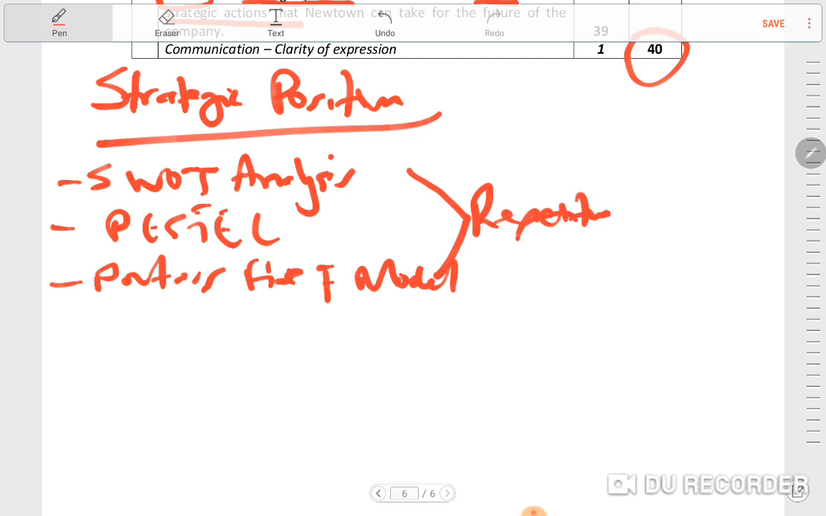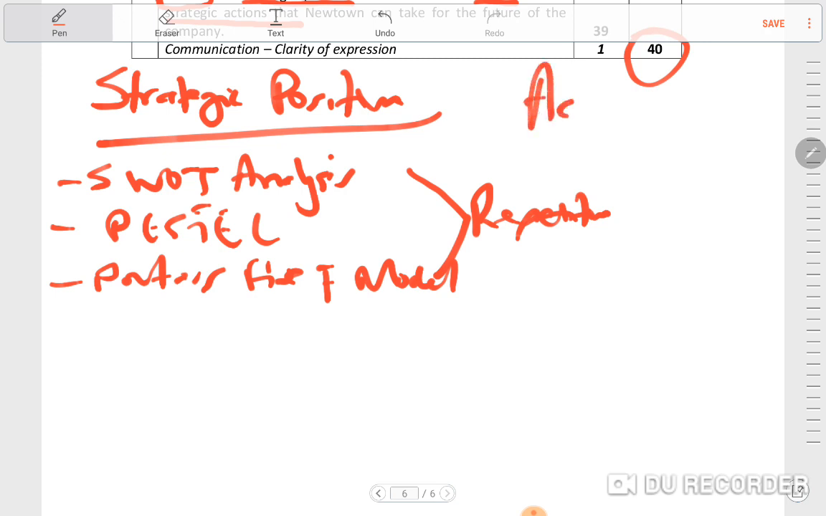Then if I want to use PESTEL, my advice there is, don't quickly go through the whole PESTEL way. You're just asking yourself: have I looked at the political environment in my SWOT analysis? Have I looked at the economic environment? Have I looked at the technological environment? Have I looked at the social environment, as an example? So that was the first part.